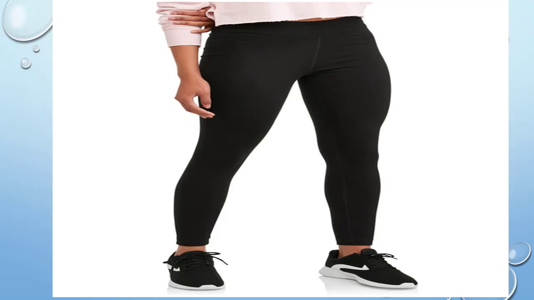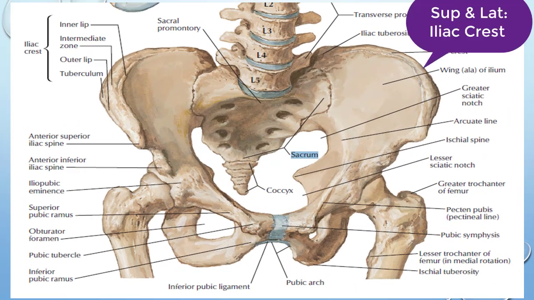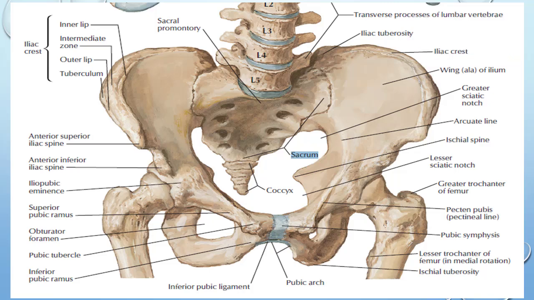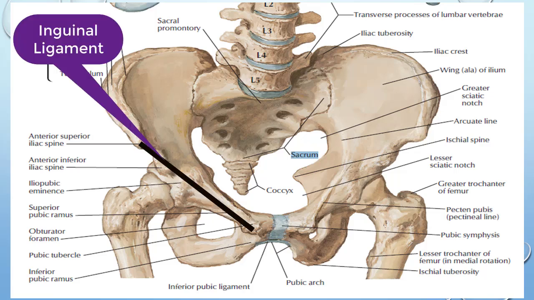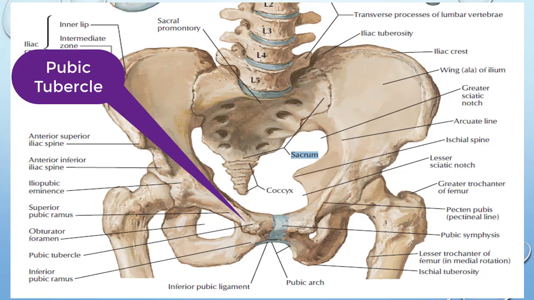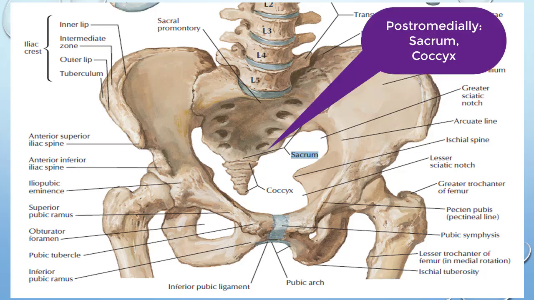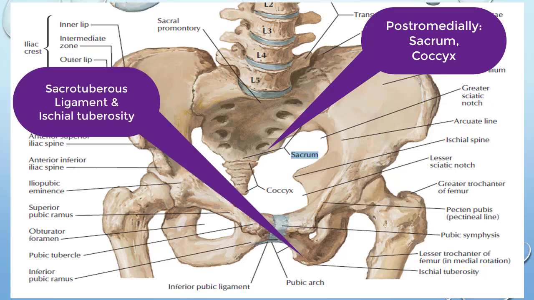Now I will tell you about the attachments of this fascia. Superiorly and laterally it is attached to the iliac crest, as we can see. Anteriorly its attachment is to the inguinal ligament, pubic arch, body of pubis, and pubic tubercle, and I'm sure you can identify these points on the bone. On the posterior and medial side, the fascia lata is attached to the sacrum, which is the bone on the posterior side, the coccyx, the sacrotuberous ligament, and the ischial tuberosities, which are located laterally.